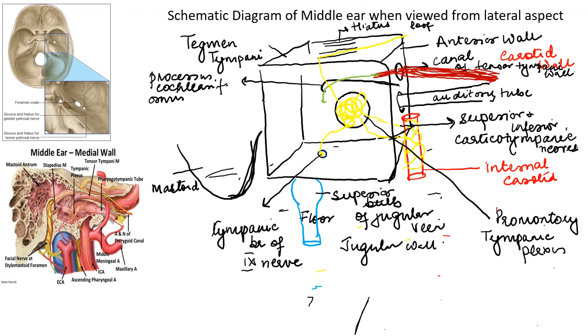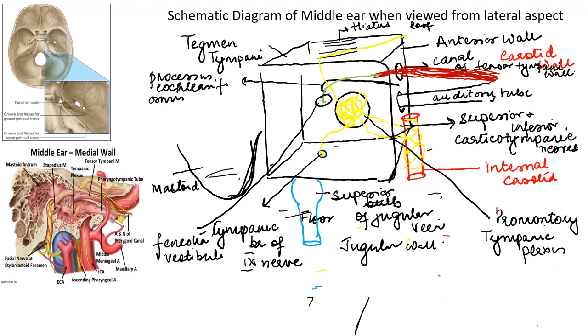Now, above and behind the promontory is present the fenestra vestibuli. So out here, let's make the fenestra vestibuli. You have a better place to label it, so you label it more clearly. My place is slightly less out here. In it is present the footplate of the stapes, fenestra vestibuli.